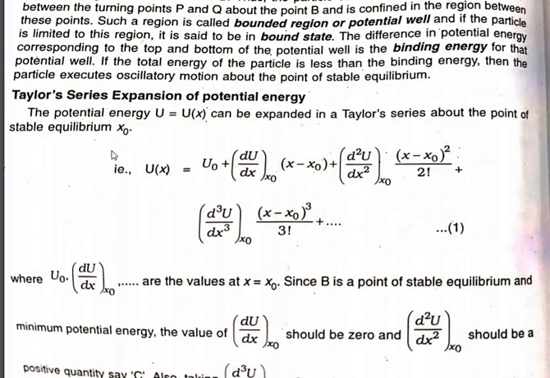So in your mathematics class, you already studied the Taylor series. U of x can be expressed using the Taylor series as u0 plus du by dx at x0 times (x minus x0). So this is the differential of u with respect to x. First we calculate the differential of u with respect to x, and we have to find its value at x0.